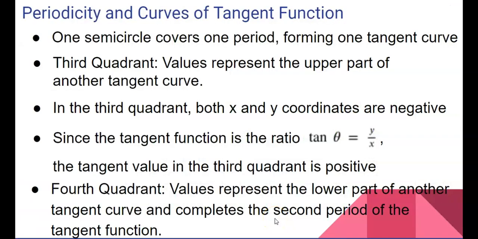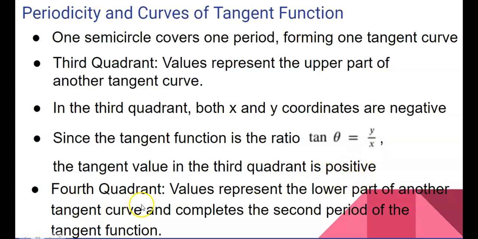Alright, so let's have a recap. So again, one semicircle covers one period, forming one tangent curve. The third quadrant values represent the upper part of another tangent curve. In the third quadrant, both x and y coordinates are negative. And since the tangent function is a ratio y over x, then the tangent value in the third quadrant is positive. Right? Because negative y divided by negative x is a positive number.